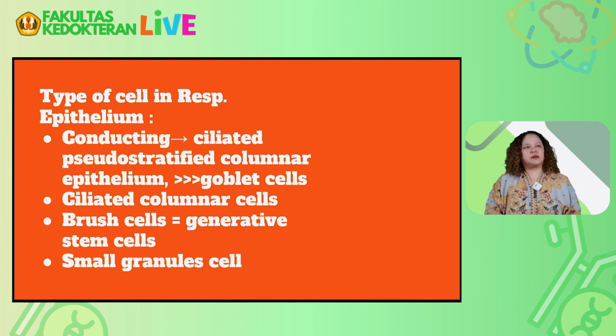This is a review. The types of cells in the respiratory epithelium you can find mostly in the conducting portion are ciliated pseudostratified columnar epithelium, which has so many goblet cells, ciliated columnar epithelium, cuboidal epithelium, and columnar epithelium. You can also find brush cells here. It is believed that brush cells are the generative stem cells that undergo mitosis. And then you can also find small granule cells.